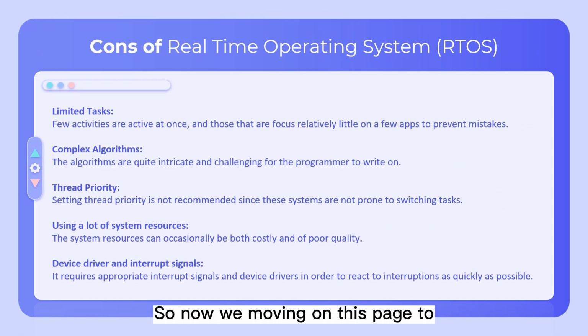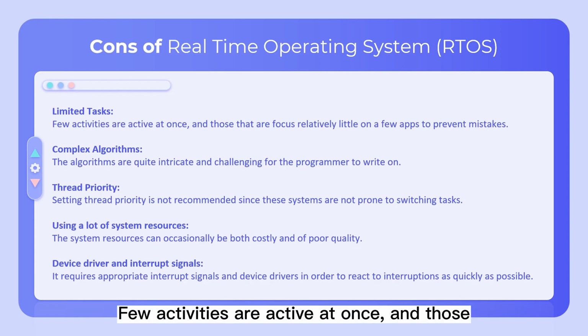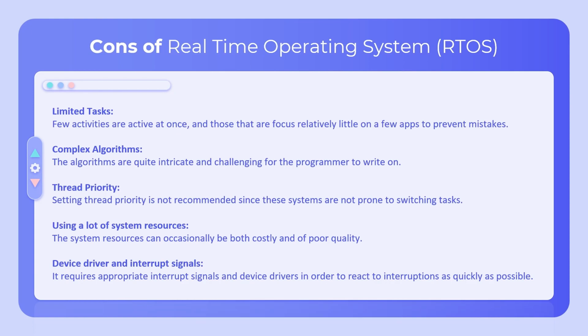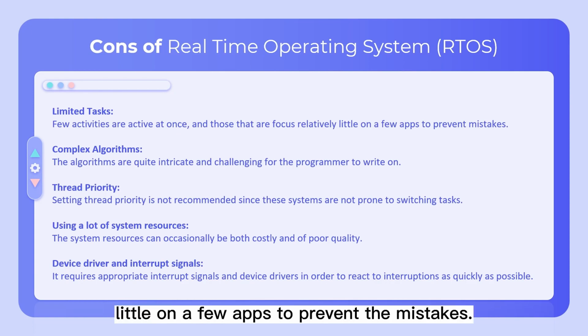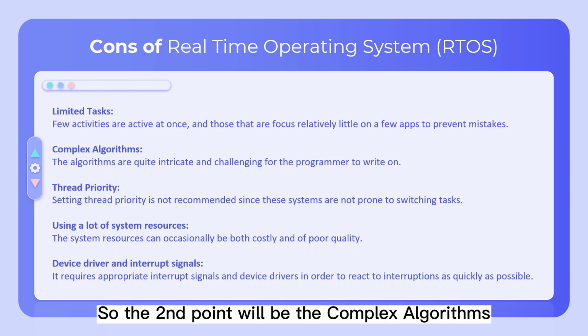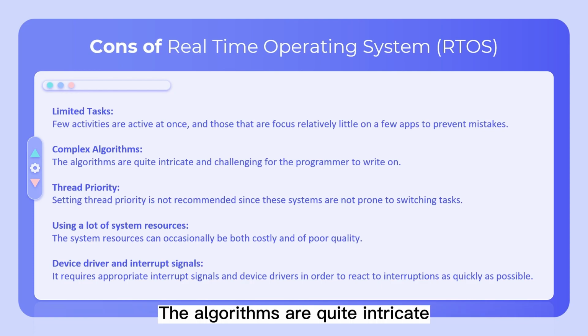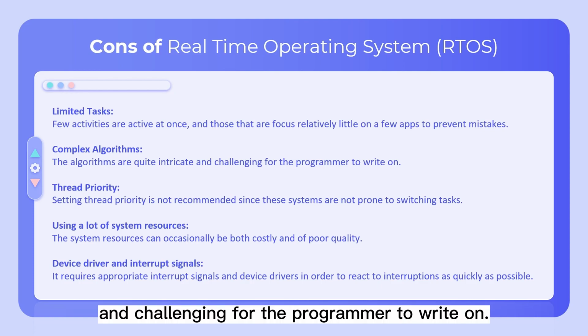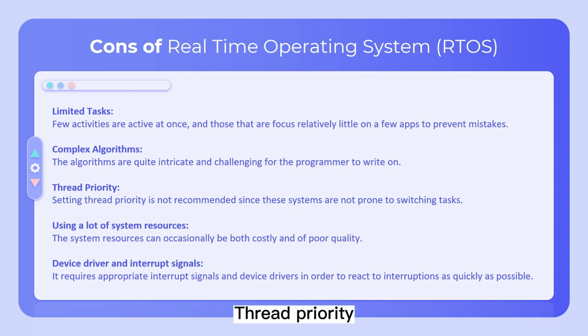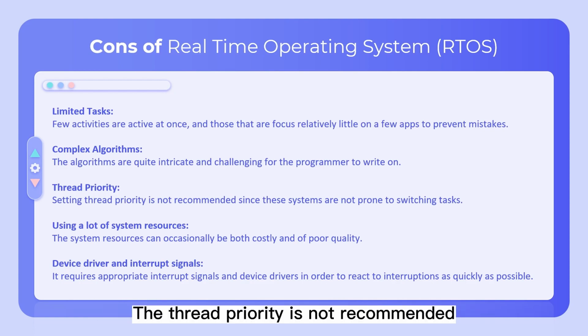So now we move on to continue with the cons of the real-time operating system (RTOS). The first one is limited tasks. Few activities are active at once, and they are focused on only a few apps to prevent a mistake. The second is complex algorithms. The algorithms are quite intricate and challenging for the programmer to write. Third, thread priority. Setting the thread priority is not recommended since these systems are not prone to switching tasks.